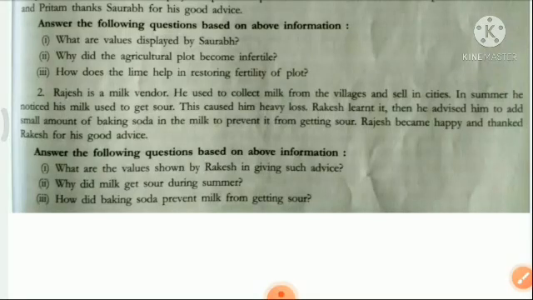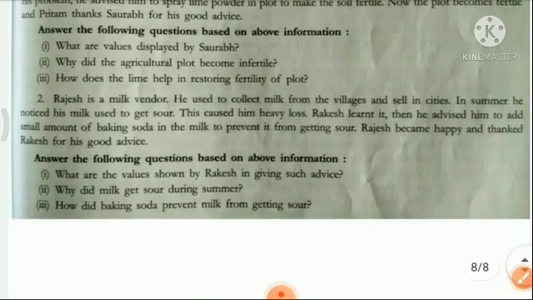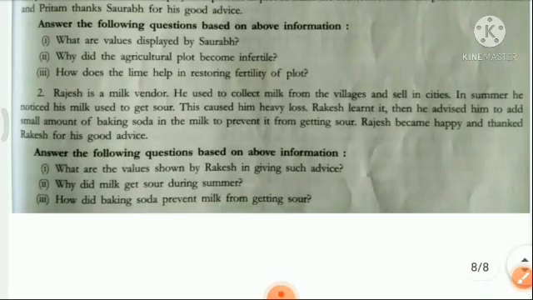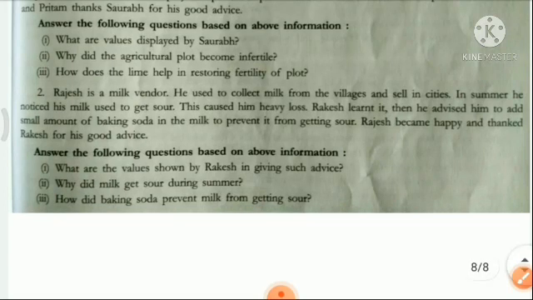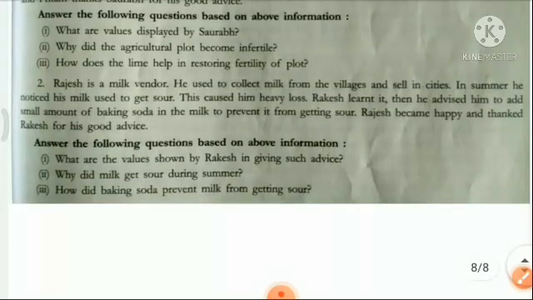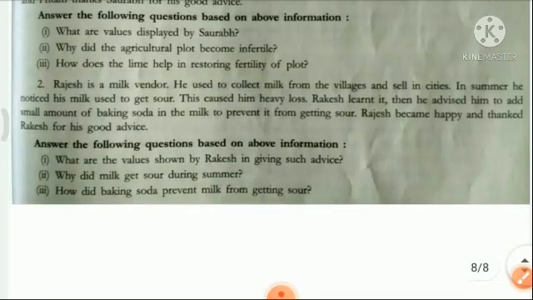Now Rajesh is a milk vendor. He used to collect milk from the villages and sell it in cities. In summer, he noticed his milk used to get sour. This caused him heavy loss. Rakesh learned of it, and he advised him to add a small amount of baking soda to the milk to prevent it from getting sour. Rajesh became happy and thanked Rakesh for his good advice.